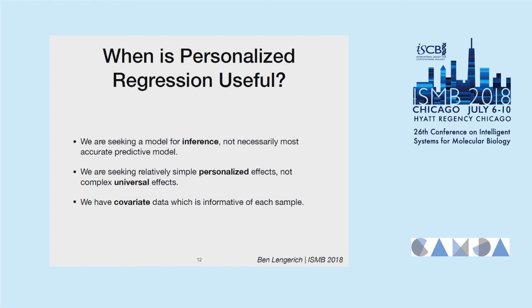Once again, personalized regression is a model for inference, retrospective analysis, not necessarily the most accurate predictive model. We also believe that they're relatively simple personalized effects, not complex universal effects. If we're trying to understand complex universal effects for which our observation of them is perturbed by covariates, maybe a mixed effects model would be more appropriate. We also need to have covariate data which is informative of each sample. And if we know enough about the covariate data to write out a predictive model, there are many models for that. Instead, we're assuming that the covariate data is informative, but we don't know exactly how.